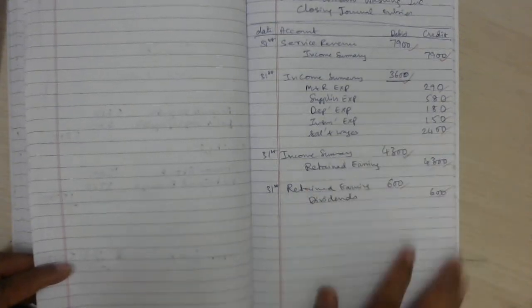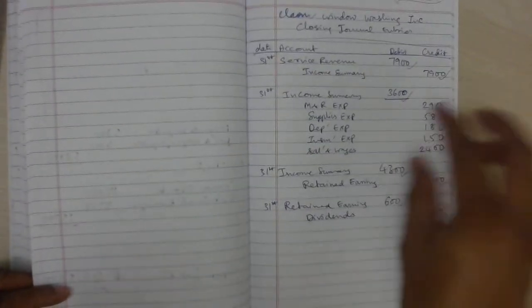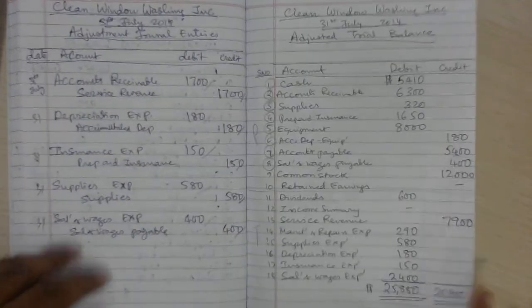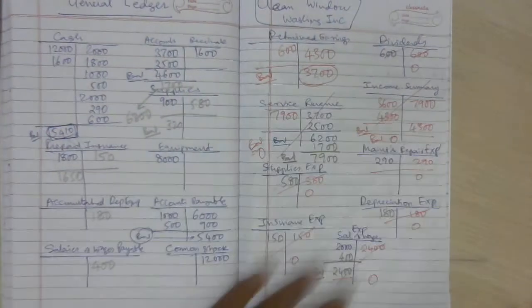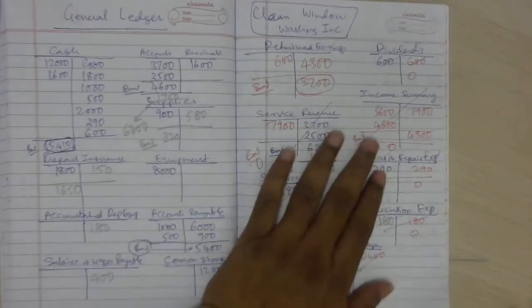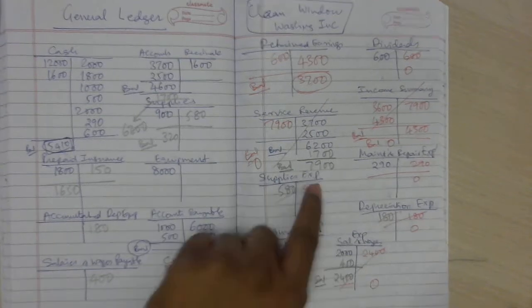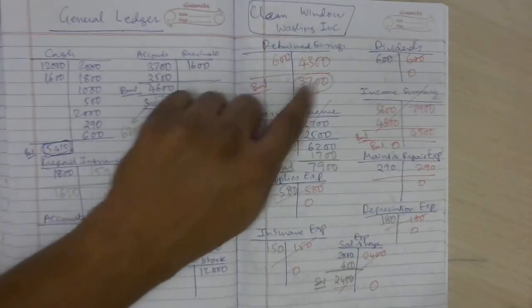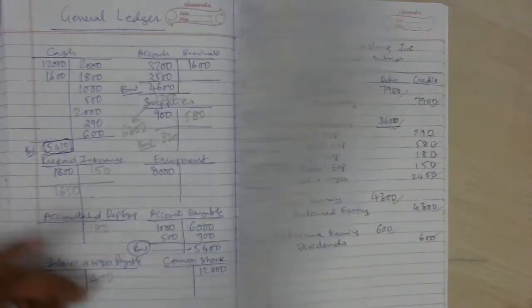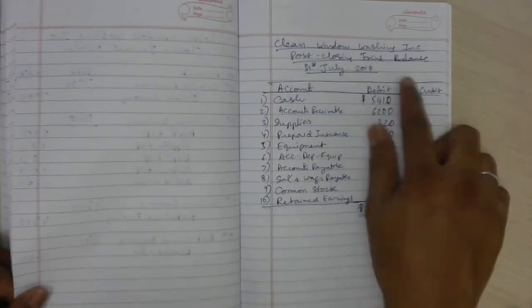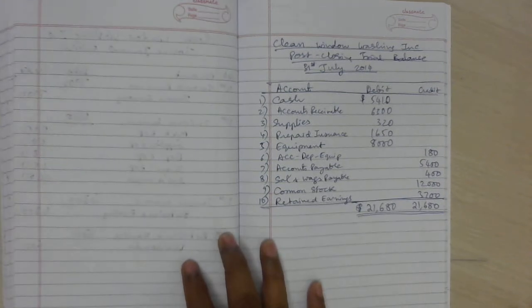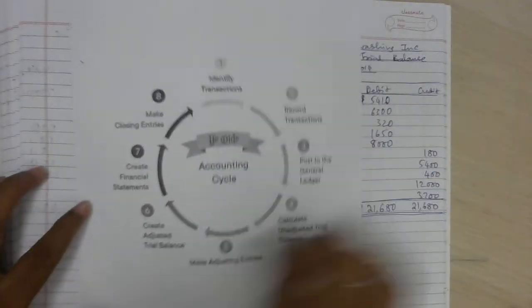After the closing process is completed, these closing entries have to be posted into the general ledger, which we have done with the red pen. You notice that on the left side there is no red, on the right side, the temporary accounts, the red pen is there, and all expenses become zero balance, and then finally the retained earnings is updated here. Based on that, we created the final post-closing trial balance. So this is the entire process of the accounting cycle.